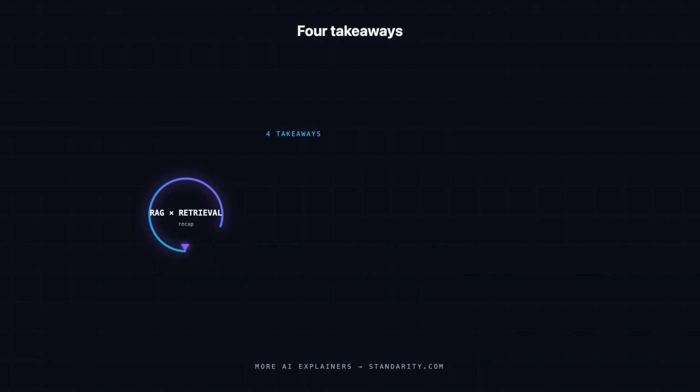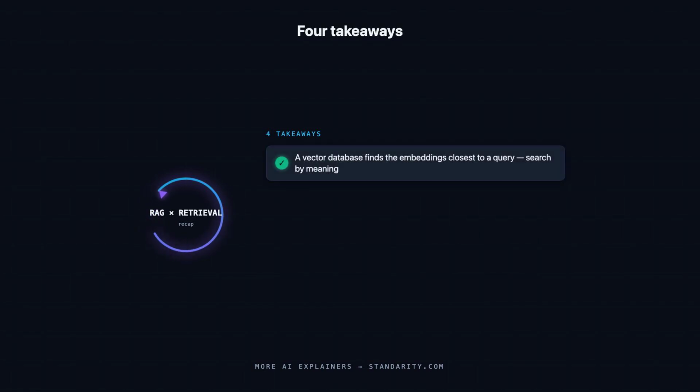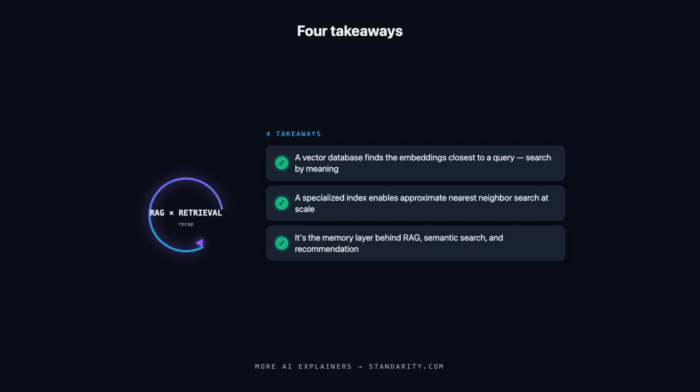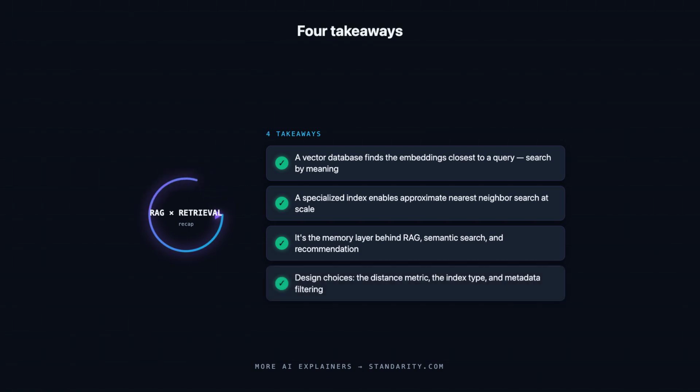All right, let's lock in the essentials. A vector database stores embeddings and finds the ones closest to a query vector, letting you search by meaning instead of exact keywords. To stay fast over millions of vectors, it builds a specialized index for approximate nearest neighbor search, plus the usual inserts, updates, and metadata filtering. It is the memory layer of modern AI, making RAG, semantic search, and recommendation practical, with Pinecone, Weaviate, Qdrant, and Vector as common choices. Its key design choices are the distance metric, the index type, and how filtering meets the vector search.